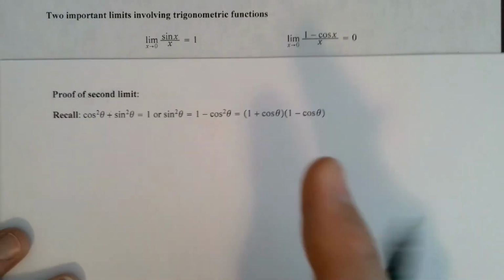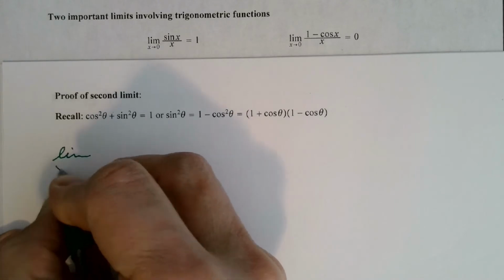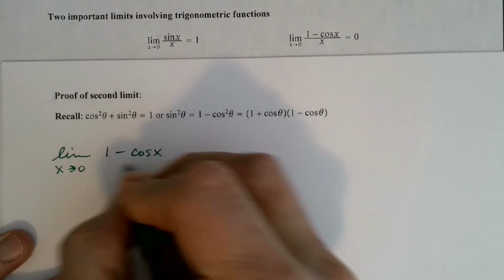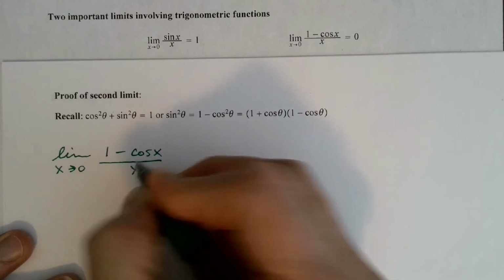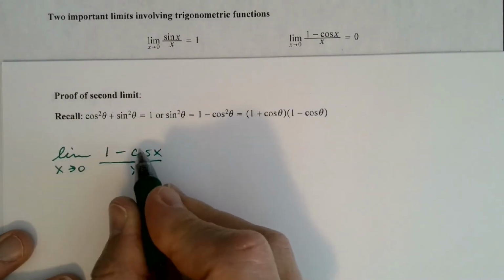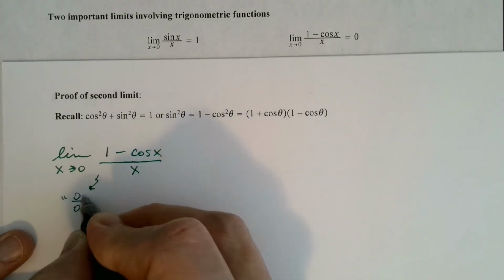And this is important because what I'm going to do is start with this limit, and I'm going to prove it is indeed 0. Now I can't just plug in because cosine of 0 is 1. 1 minus 1 is 0. I get 0 over 0, right? So this is indeterminate form. I can't plug in directly.